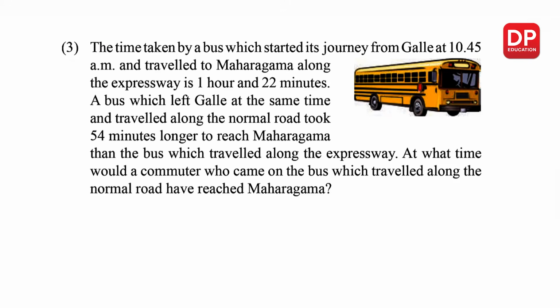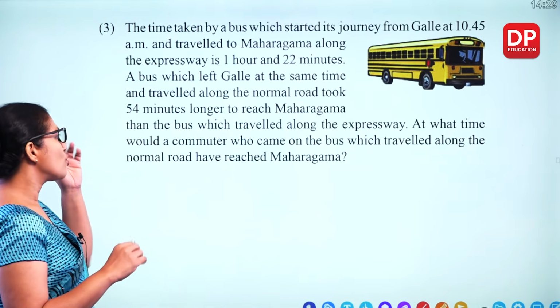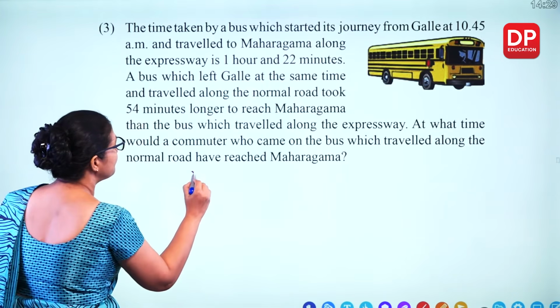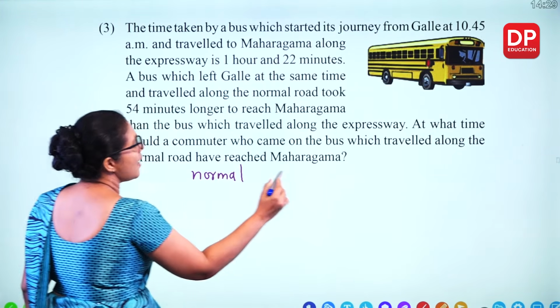Question number 3. The time taken by a bus which started its journey from Galle at 10:45 am and travelled to Maharagama along the expressway is 1 hour and 22 minutes. A bus which left Galle at the same time and travelled along the normal road took 54 minutes longer to reach Maharagama than the bus which travelled along the expressway. At what time would a commuter who came on the bus which travelled along the normal road have reached Maharagama? So this is the normal route and the expressway.